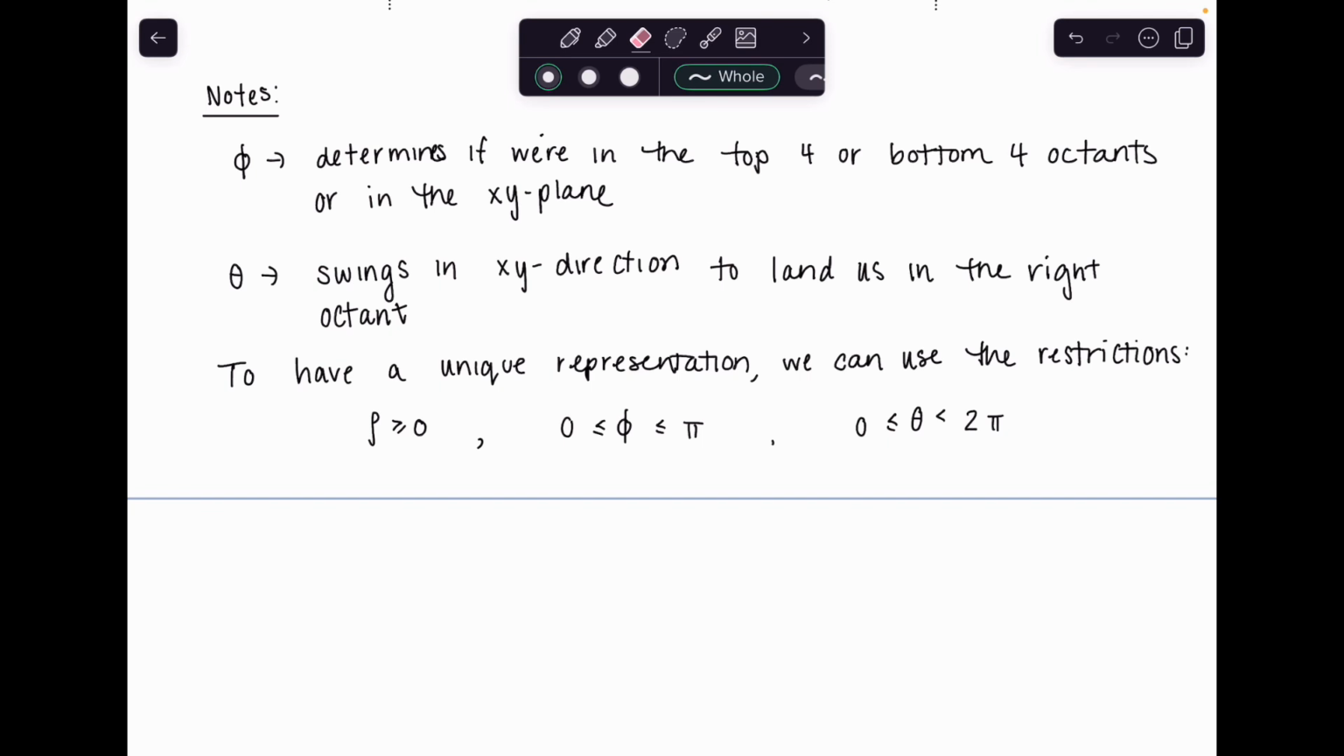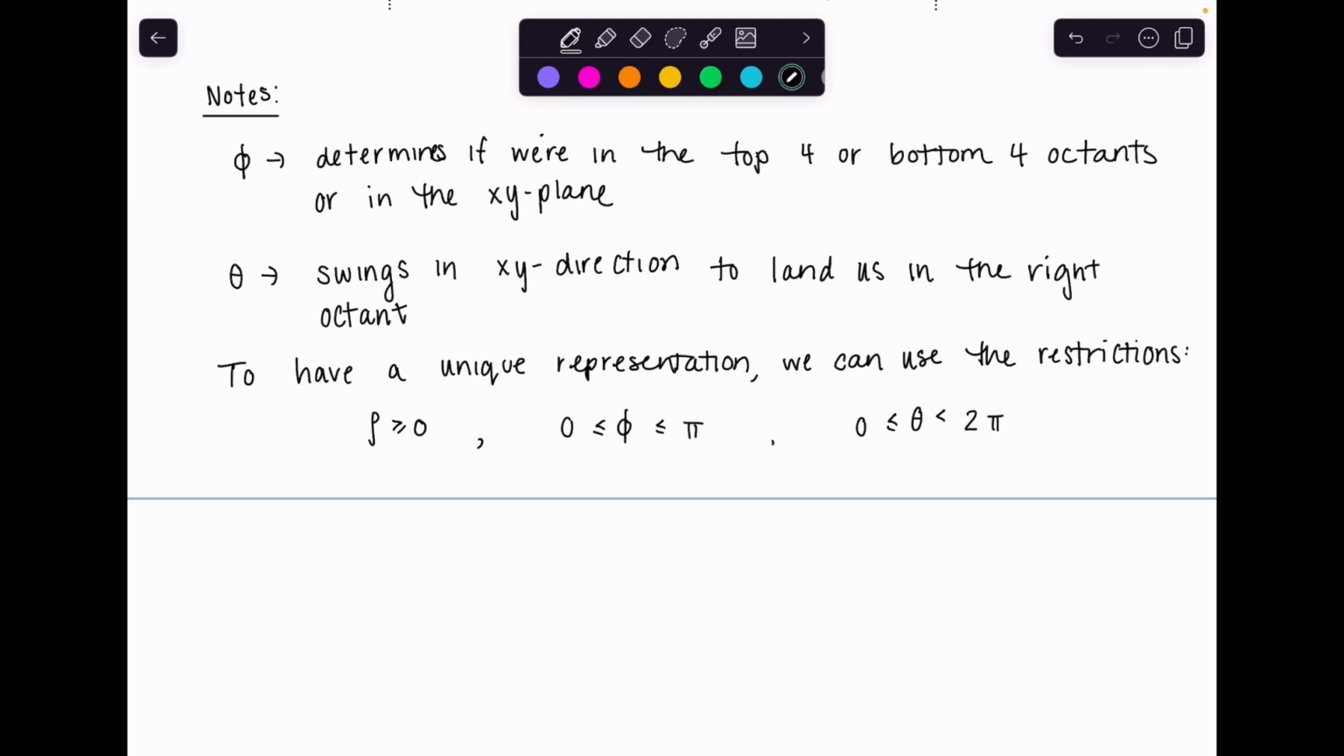Okay? So we're going to utilize these restrictions. They'll still guarantee we can hit any single point we want in any of these octants, but we're not going to have repetitiveness. So now that we've got a little bit of a feel for how this system works, we're going to talk about these conversions. So if you remember with cylindrical, we could easily just replace any x by r cosine, any y by r sine, and then with z, we just kind of left it as is.